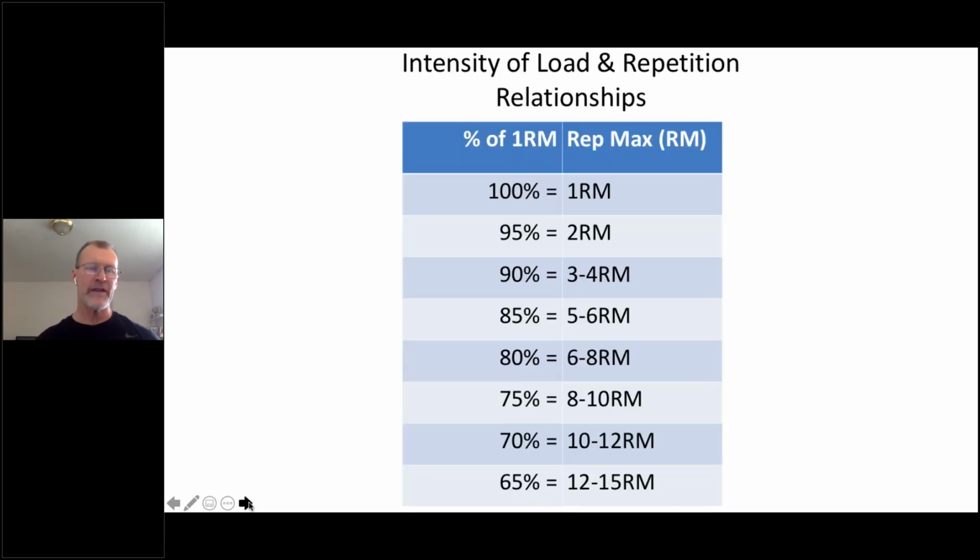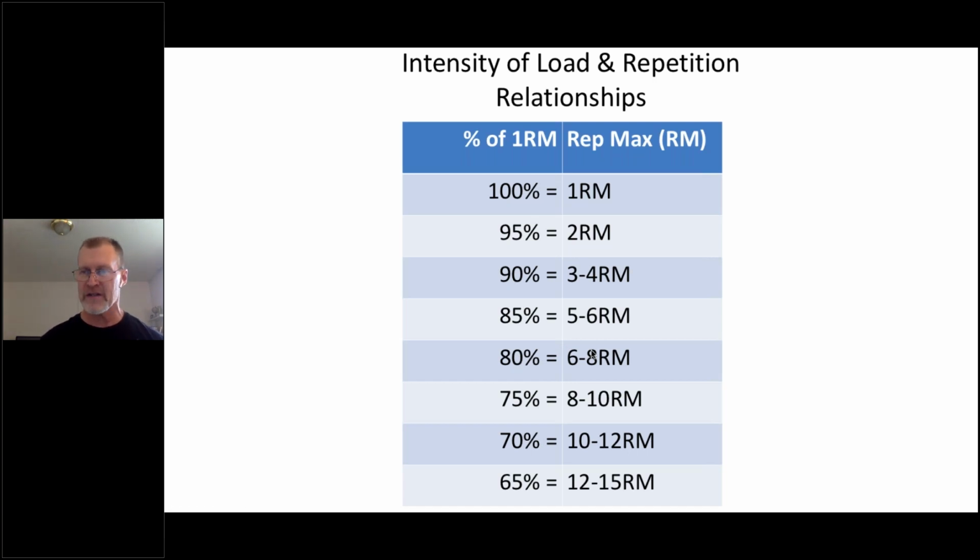An important thing to understand is that when we talk about intensity of load in terms of percentage of 1 rep max, there are relationships with the amount of repetitions that can be performed. Obviously, 100% allows me to perform just 1 repetition. When I go down to 95%, most people typically perform around 2 repetitions, 90% 3 to 4, 85% 5 to 6, and so on and so forth. So these are just some general relationships.